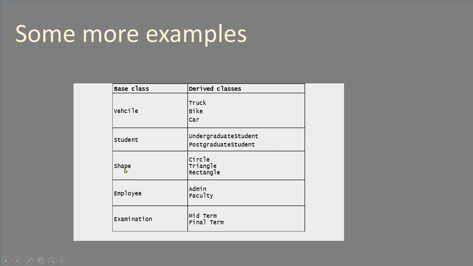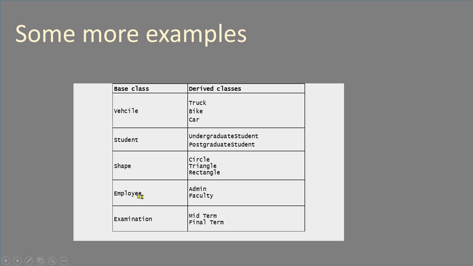For example, shape is a base class and there are some derived classes like circle, triangle, and rectangle. Each derived class has its own attributes. For example, for circle, we deal with radius, diameter, etc. For the triangle, we need the sides, the length of the three sides, and the angle between them. And for the rectangle, we are concerned with the length of the opposite sides.